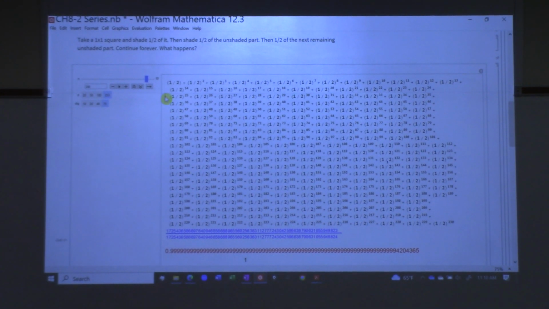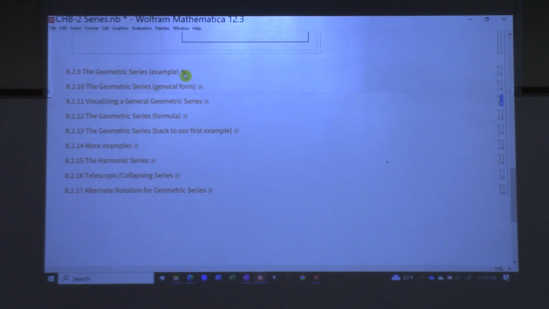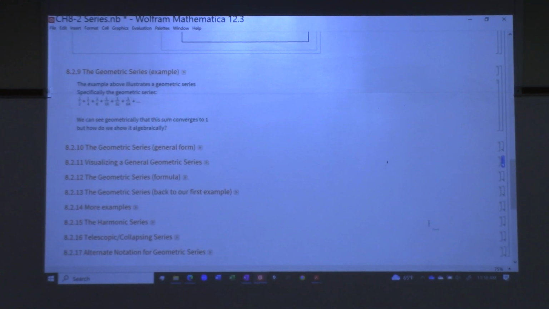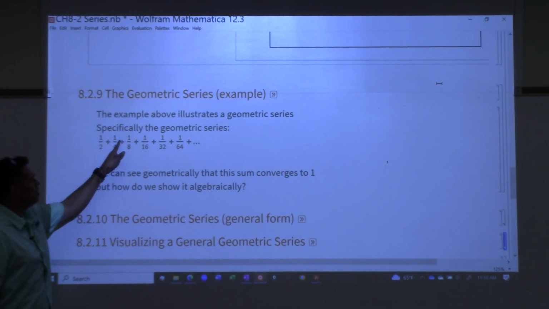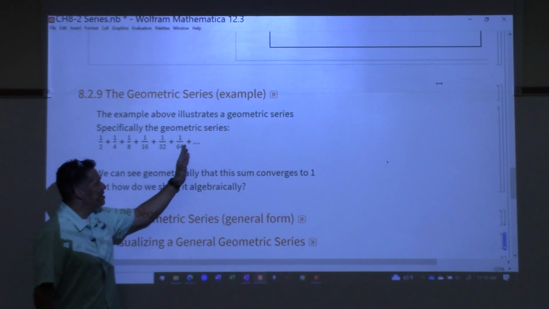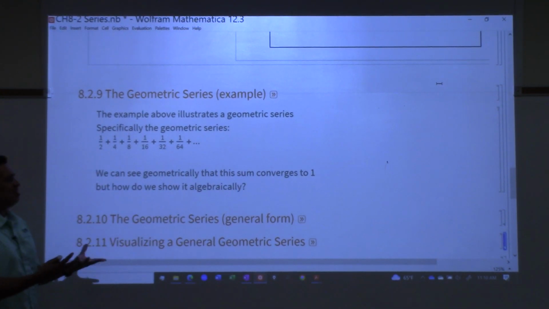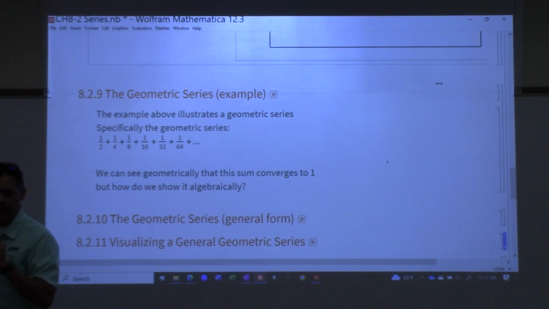So that is your first example of a geometric series, all right? Let me back this up so my computer doesn't freak out. So that is this example right here. You can see it written out. What we did is we did 1/2 plus 1/4 plus 1/8 plus 1/16 plus 1/32 plus 1/64 plus ... forever. And it looks like, geometrically, that sum is going to 1, converging to 1, right?